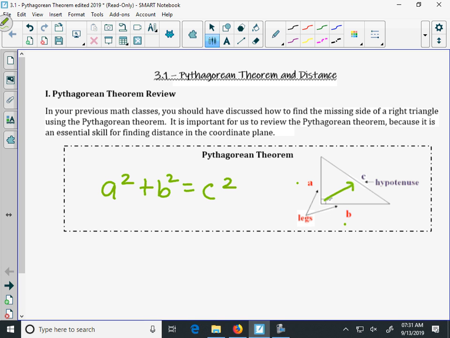Does it matter which one's your A and which one's your B when you fill in the formula? No. Any leg, it doesn't matter. What matters is your hypotenuse is always your C. And the hypotenuse is also, remember, which side of the triangle? The longest. Right? That's also important. Hypotenuse is the longest side of a right triangle. The legs are the two shorter sides. Doesn't matter which one you make your A or your B. Your hypotenuse has to be your C.